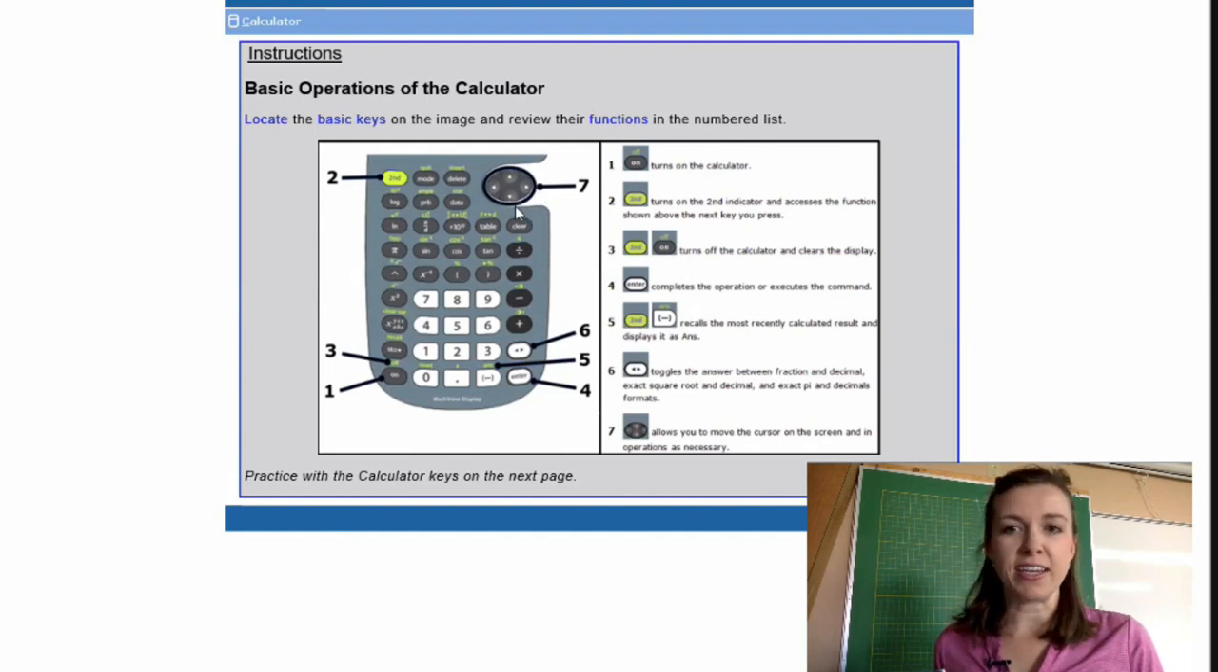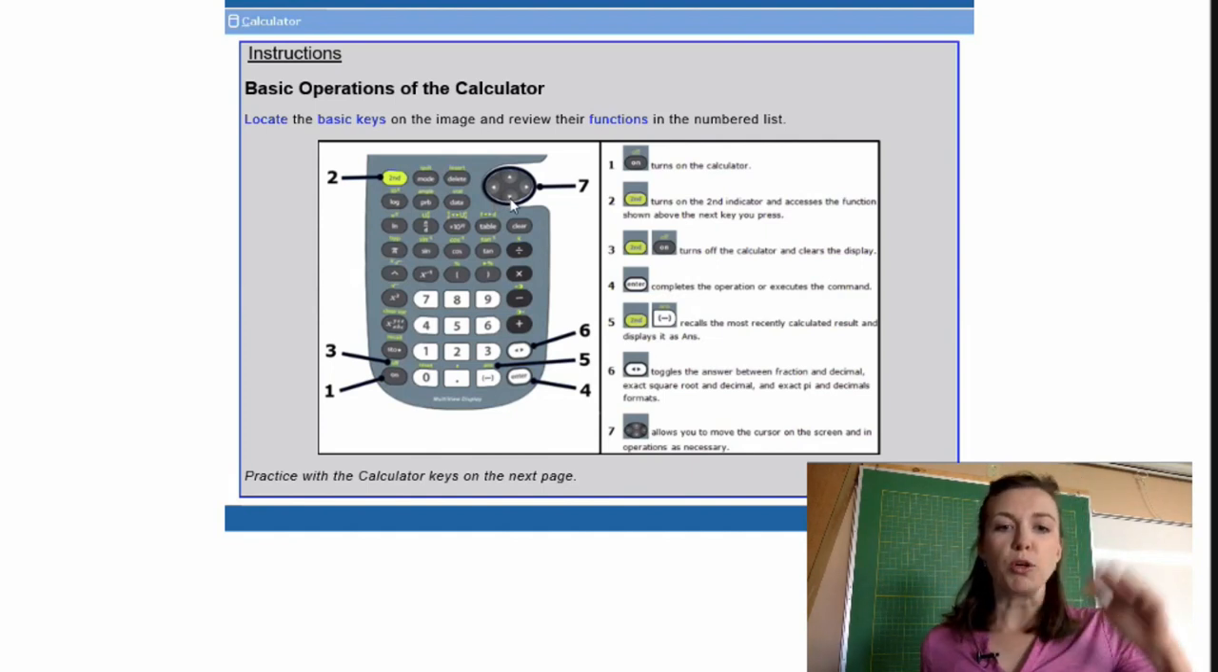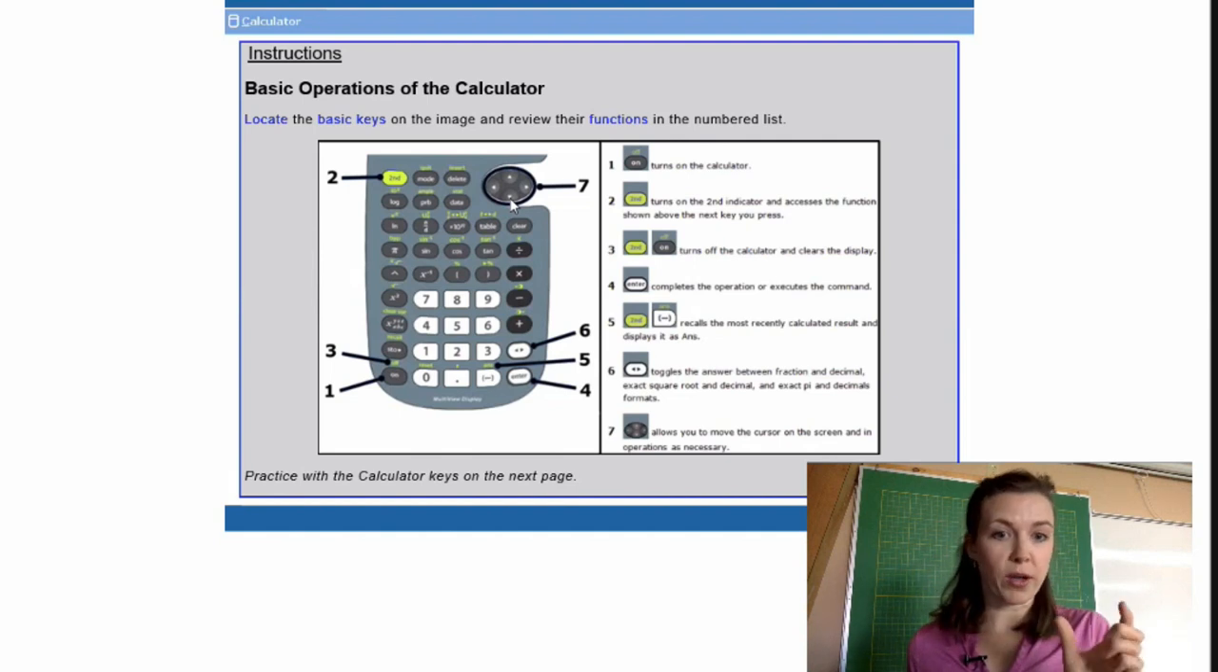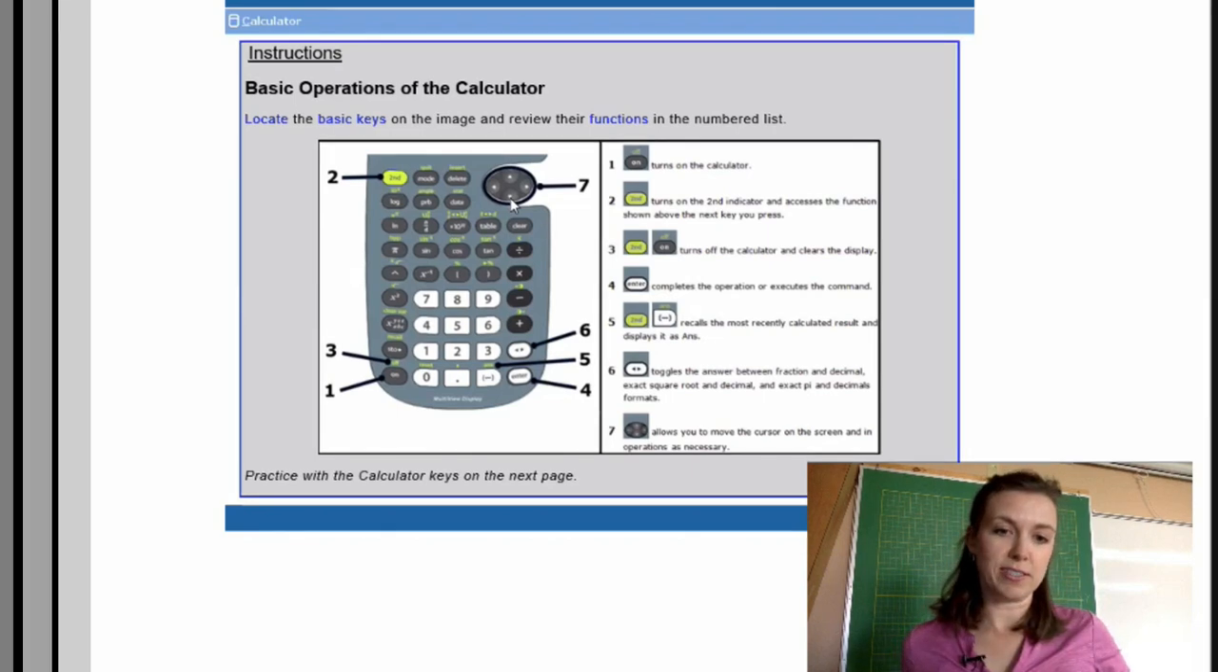And then seven, you can see there are lots of little arrows. What these arrows are going to do, it's really handy in fractions. You're going to be able to just move through whatever equation you've typed or move over, that sort of thing. It's a really handy key. So now that we know a little bit about the calculator, let's practice some questions.